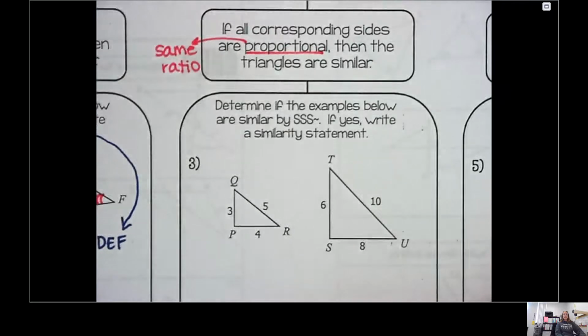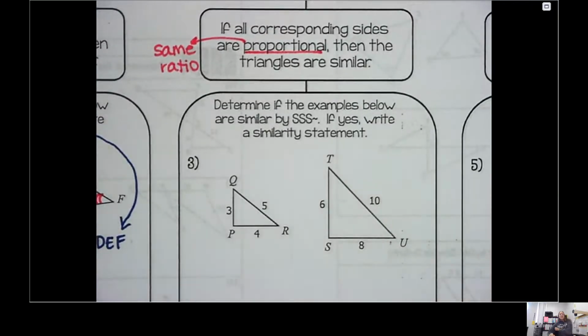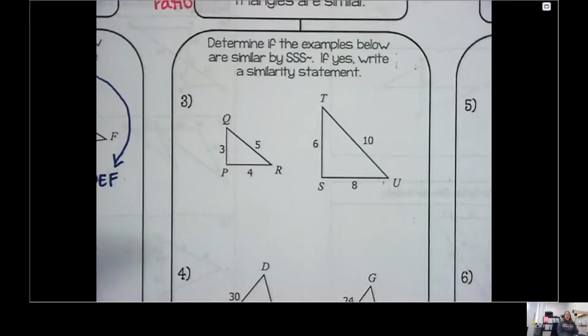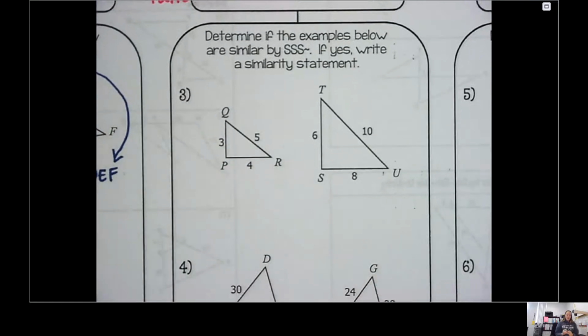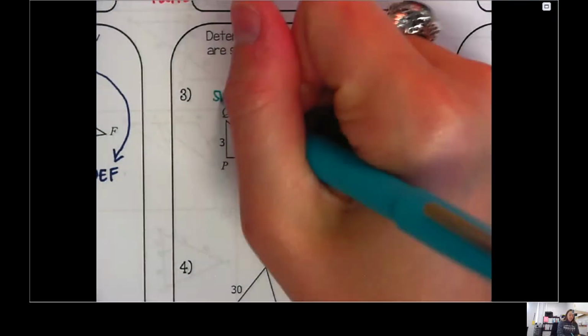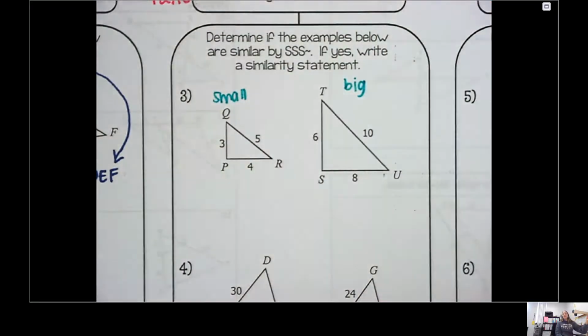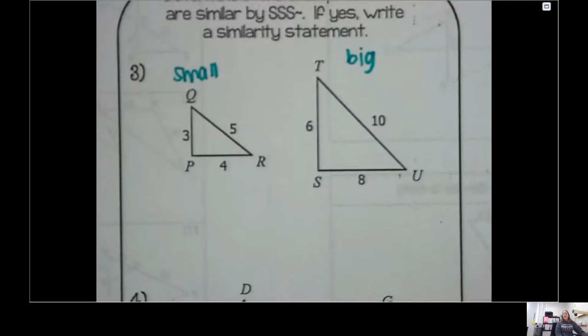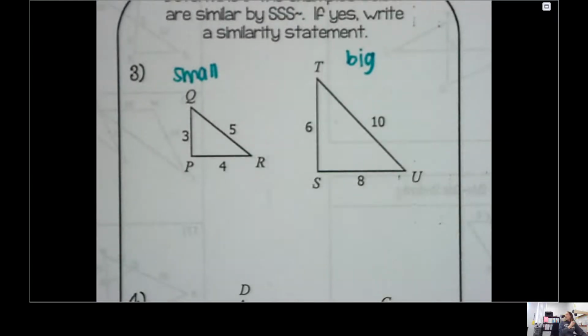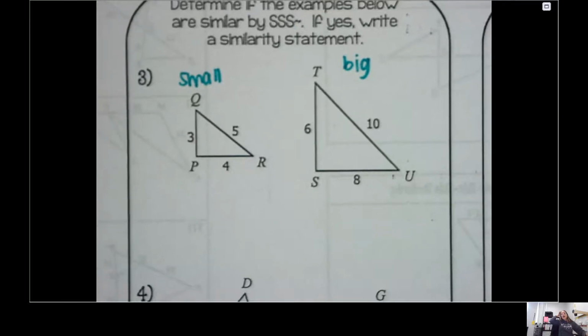So number 3 says, if the examples are similar by side, write the similarity statement. If they're not, then we're just going to put not similar. In these two triangles, you've got a smaller one and a larger one. I am going to label this as my small one and a big one. What you're going to do is pick two sides that match. You're going to pick one side in the small one and one side in the big one. But you need to pick the two that match together, and we're going to make a fraction out of it.